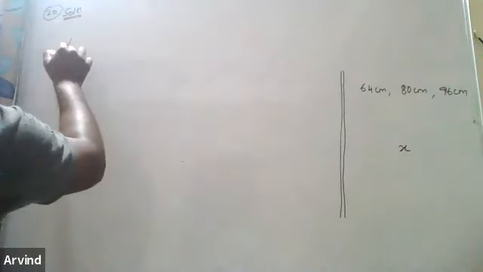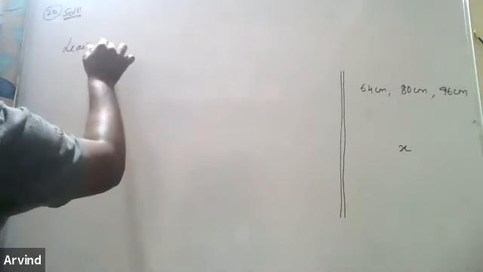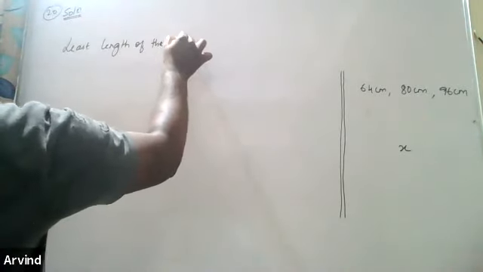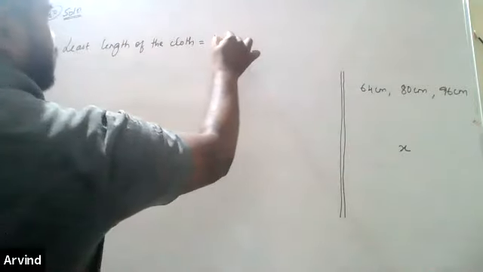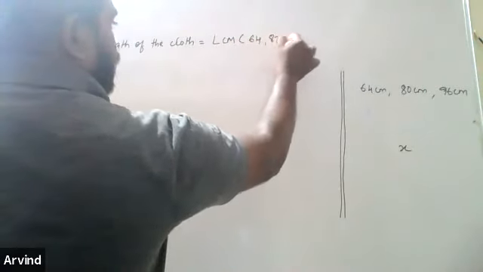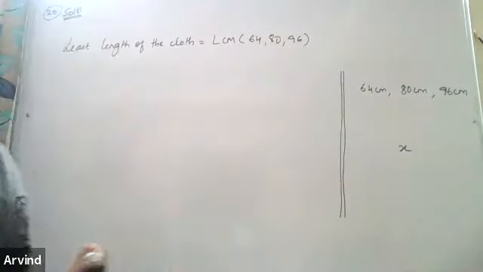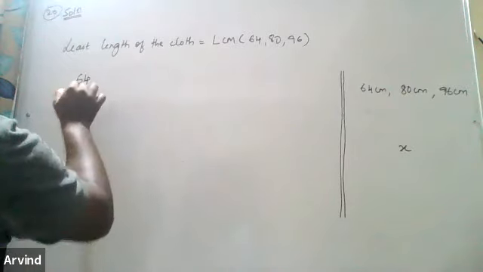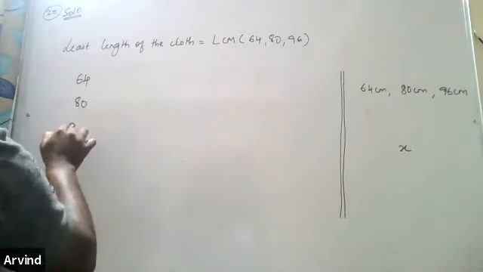So the least length of the cloth is nothing but the LCM of 64, 80, and 96. Find out the prime factorization of 64, 80, and 96.